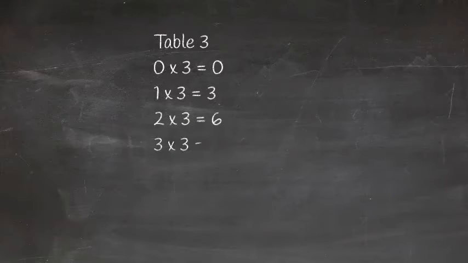Table 3. 0 into 3 equal to 0. Any number multiplied with 0 equal to 0. 1 into 3 equal to 3. 2 into 3 equal to 2 times 3, 3 plus 3 equal to 6. 3 into 3 equal to 3 times 3, 3 plus 3 plus 3 equal to 9.